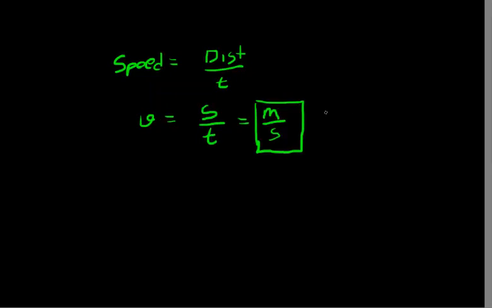There are other units for speed also, like kilometers per hour. You can use a bigger unit, which is kilometers per hour. You might also see centimeters per second. These are some other units of speed. Now let's go to the next part, which is uniform speed.